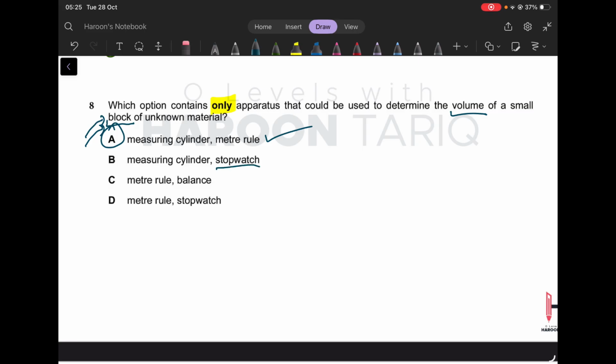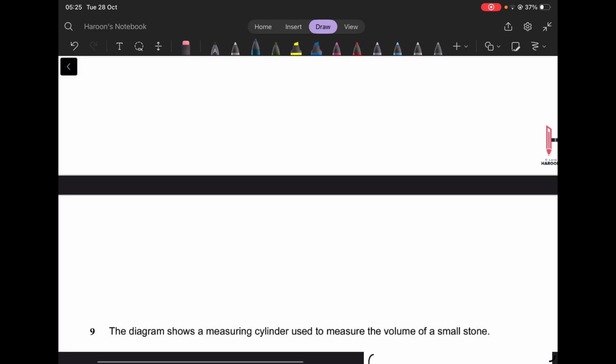And in B you can see stopwatch. Not really, we don't really need to measure time. In C, balance is used to measure mass, so we don't really need it. Stopwatch measures time, not volume, so A has to be the correct answer.